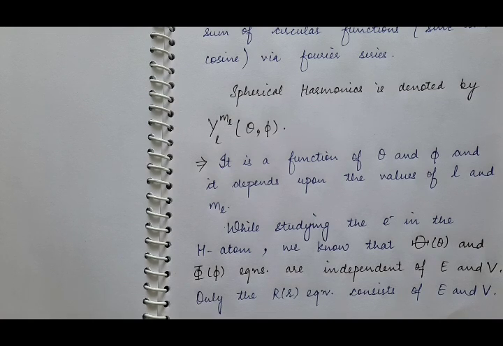It means when you solve the differential equations of theta and phi, you will find the solution of these two equations only once. Why? Because these equations don't depend upon energy and potential. Their solution will remain the same for all energies and potentials. Only the solution of the R(r) equation will change with the energy and potential.